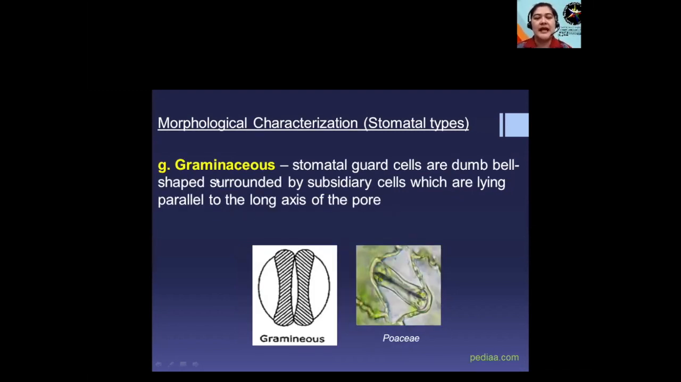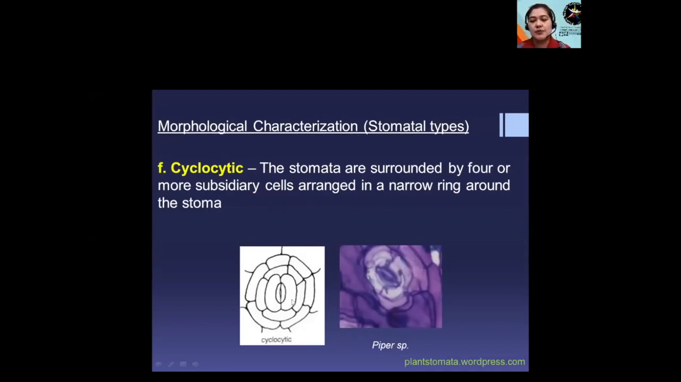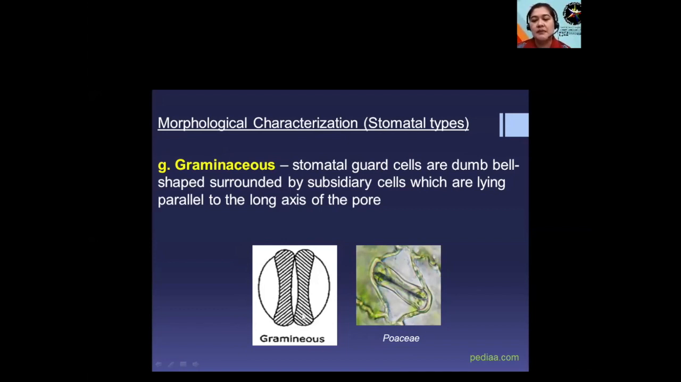And the last is gramineous. This is what we find in grasses. Okay? Madali lang i-identify to kasi dumbbell shape agad ang ating mga guard cells. If you look at the guard cells of the others, they would be bean shape. Pero if you look at the gramineous, they would be dumbbell shape. Okay? This is in Poaceae or in grasses. This particular example is actually in Zea mays or maize, corn. Okay? So that is for morphological characterization.